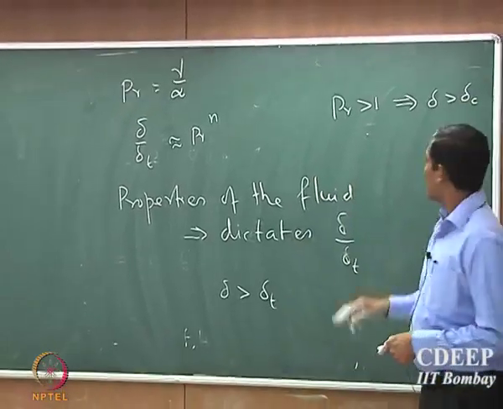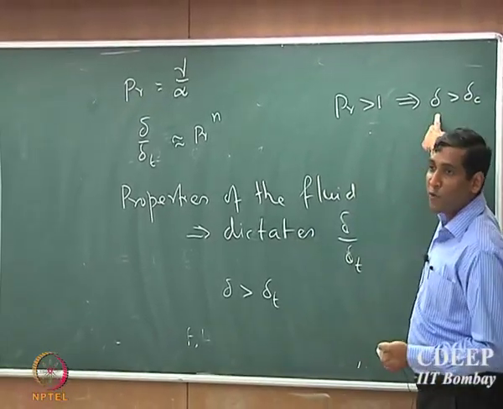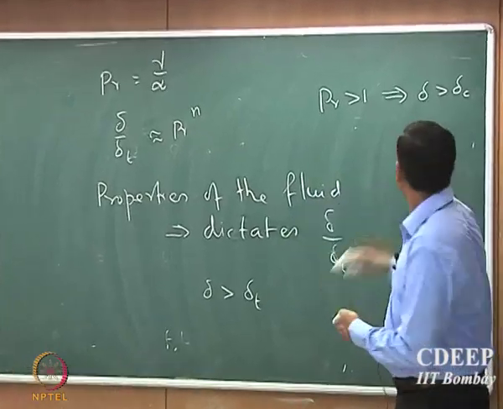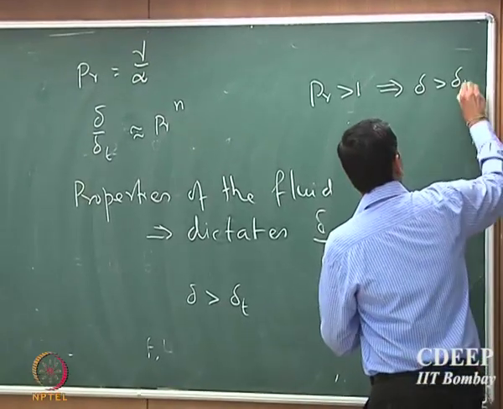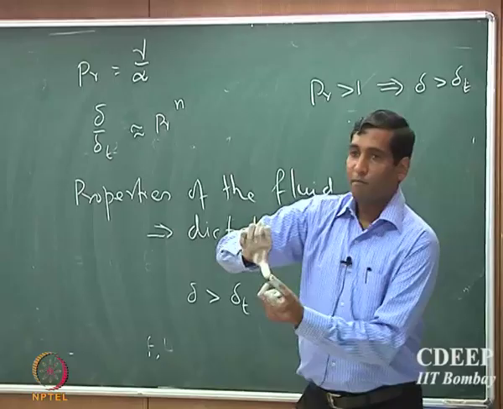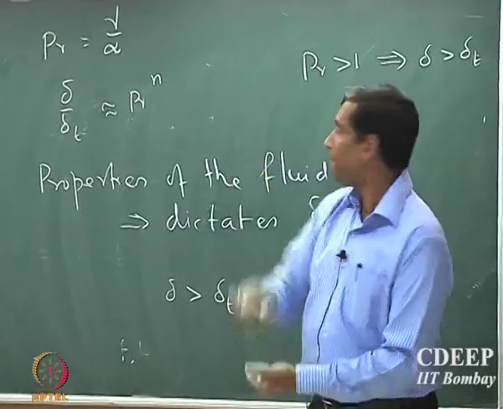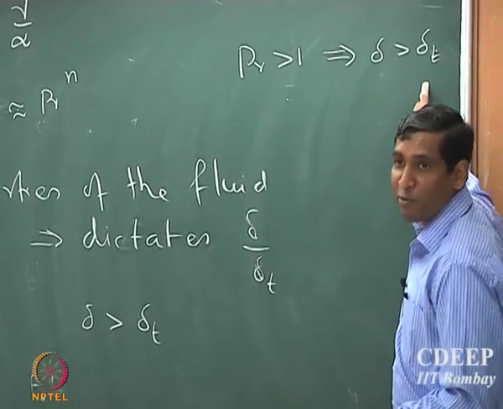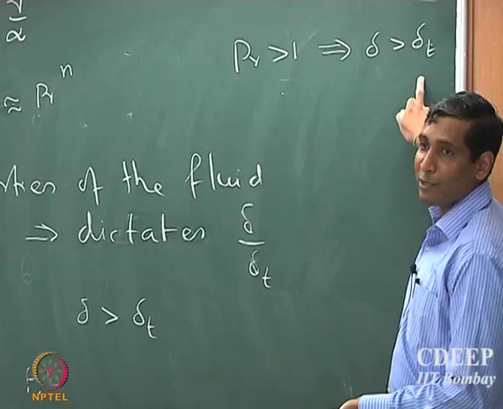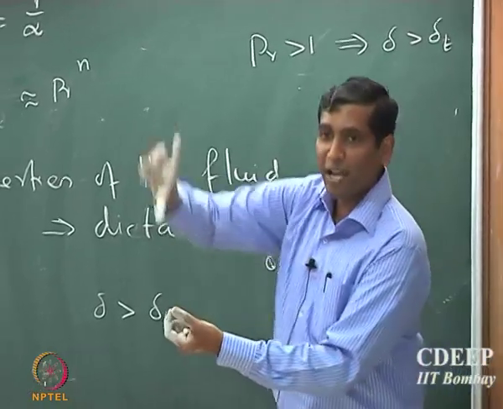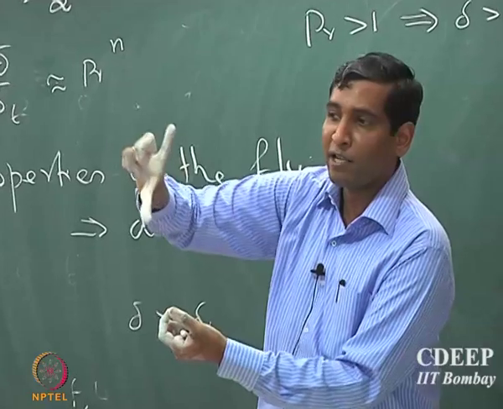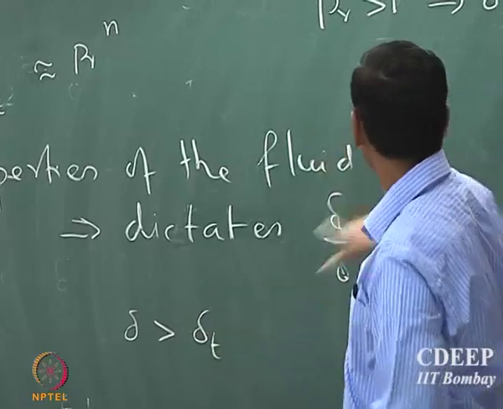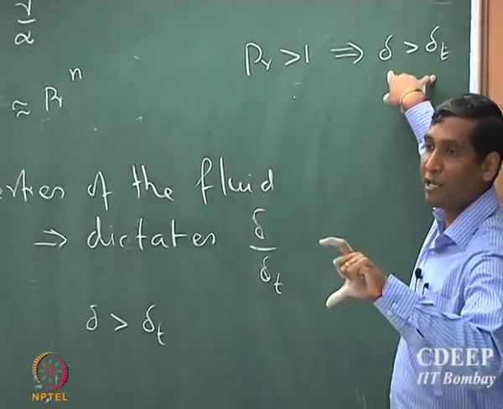What does it mean? So the momentum transport depends upon the boundary layer thickness and the heat transport depends upon the thermal boundary layer thickness. So the length scales of diffusion of momentum and of heat, the thermal diffusivity, are going to strongly depend upon the boundary layer thicknesses.